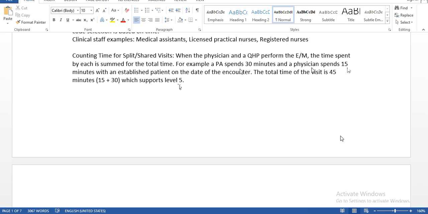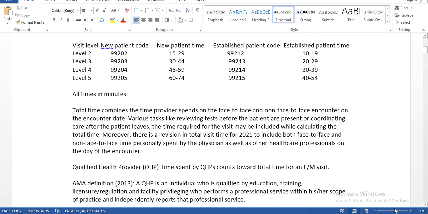What is the keyword here? See here, we have the keyword established patient. So we need to code from the established patient category of timings. Here it counts a total of 45 minutes including the QHP as well as the physician. The physician assistant spends 30 minutes and the physician spends 15 minutes. In total it is 45 minutes. If we check our timings, our time is 45 minutes, so this level is 99215, level 5.